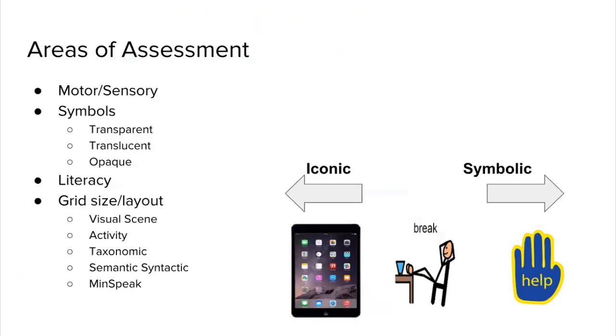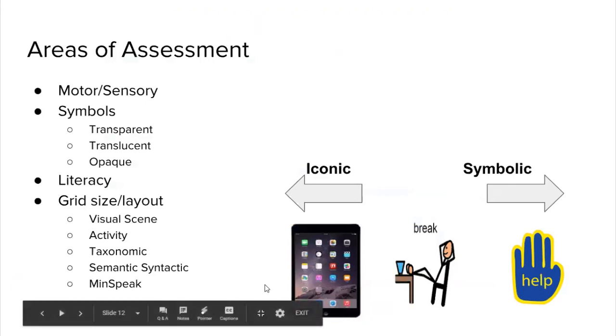There's activity scenes, and these are meant for just one activity. So maybe somebody has an activity board that they bring to work with them, and it has all of their work vocabulary on it. I won't belabor it, but there's different layouts. There's semantic syntactic, which follows a grammatical layout, taxonomic, which is broken down in categories, and then there's MinSpeak, which is its own kind of system, and we don't have time to get into that today. But just to say, there are a lot of different options.